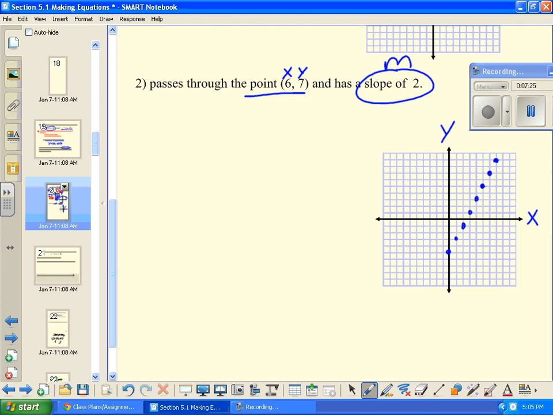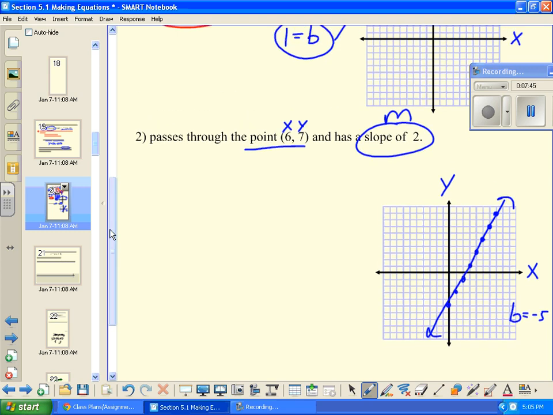So here would be my line, and I'm at 1, 2, 3, 4, negative 5. So I'm calculating from my graph that the y-intercept of this graph would be negative 5. That's what I should get. Okay. Now let's try to do it algebraically.